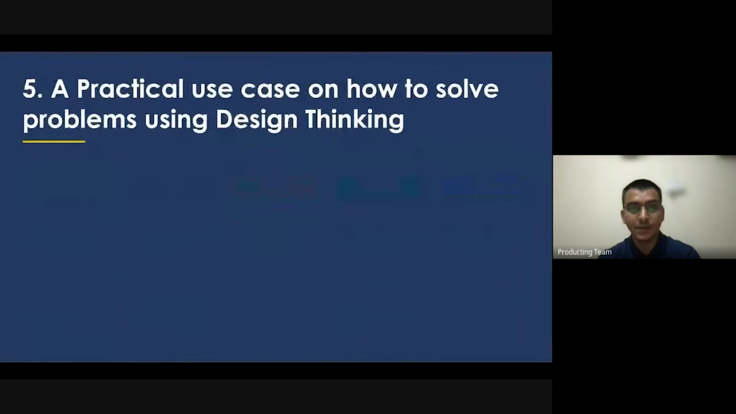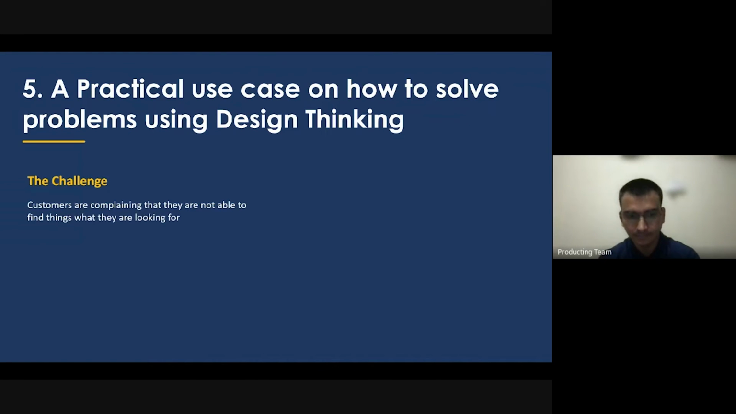Okay, cool. Now the foremost, or the most important part: how do we take the framework and solve a problem? How do we do it? Right, so let's assume that we work for an e-commerce website or e-commerce company, and their customers are complaining that they are not able to find the things they are looking for. Okay, so they are complaining, right?